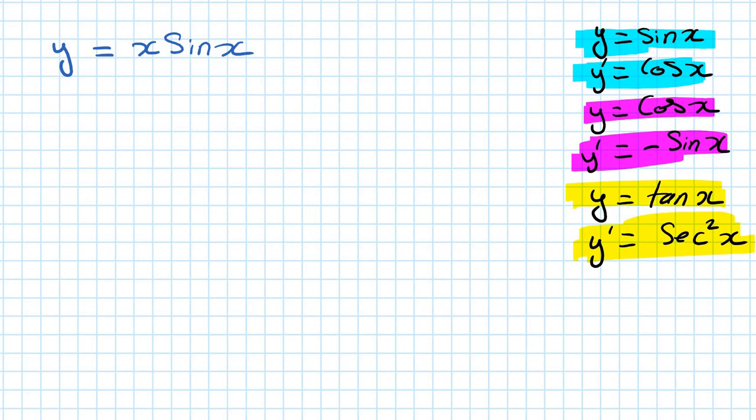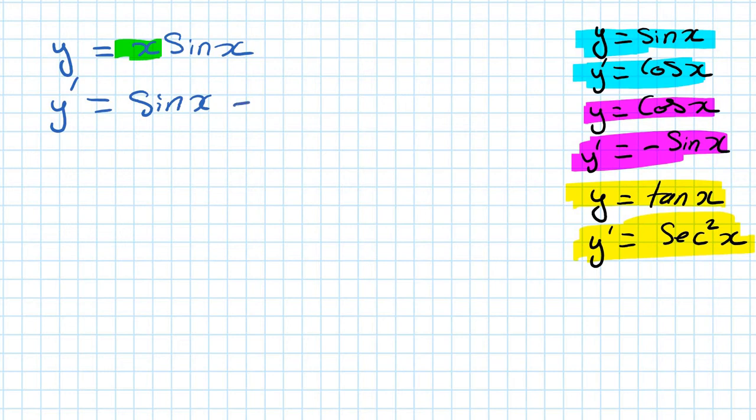y equals x sine x, right? So differentiate this. Of course, one function times the other function, so we use the product rule. Product means terms. We differentiate the first function, which is x, so that gives me y dash equals, differentiate x, it gives me 1.